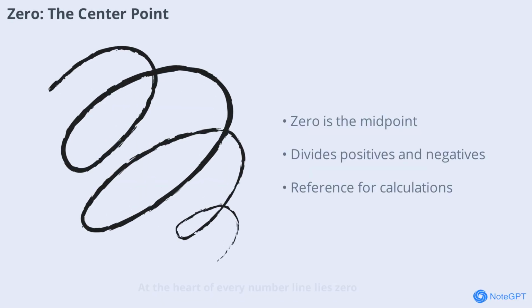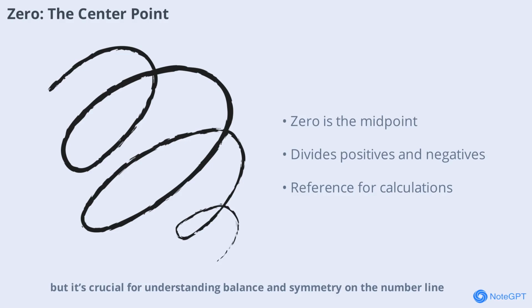At the heart of every number line lies 0. 0 acts as the central reference point, dividing the line into positive and negative sides. This makes it easy to see how numbers relate to each other. For example, numbers to the right of 0 are positive, while those to the left are negative. 0 itself is neither positive nor negative, but it's crucial for understanding balance and symmetry on the number line. This central position helps us perform operations like addition and subtraction with clarity.